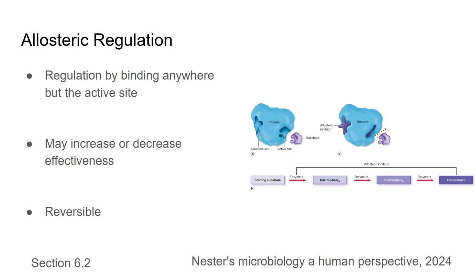Something to take note of with allosteric regulations is that they are always reversible. Your body wants to be able to slow down or speed up a reaction, but it never wants to stop it, and same thing with bacteria. They don't want to stop it dead in its tracks, they just want to modulate it, speed it up or slow it down.